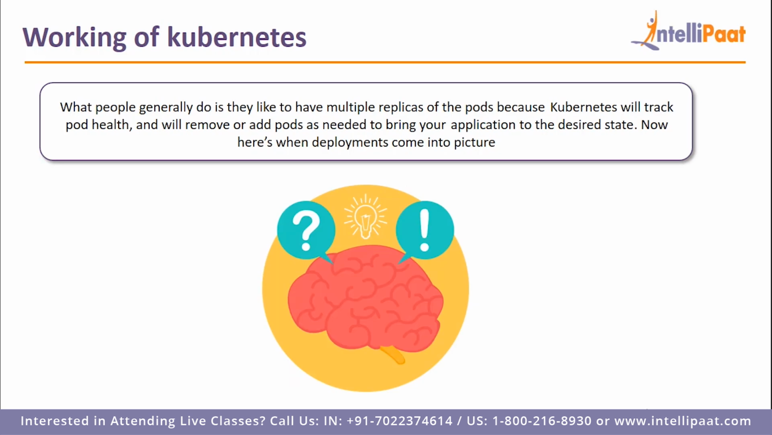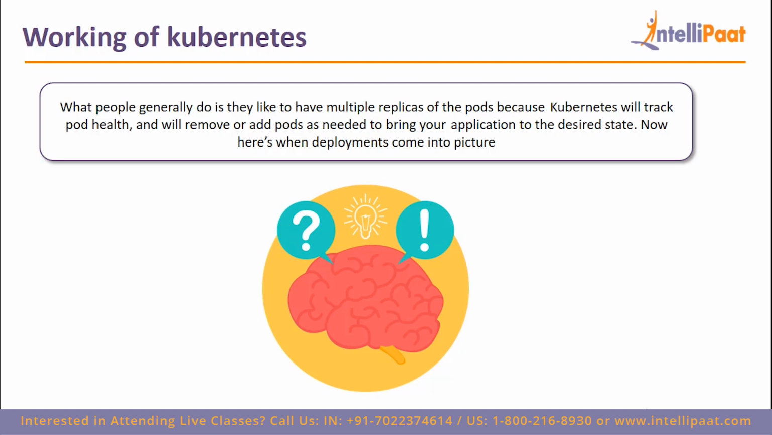And what people generally like to do is have multiple replicas of pods, because Kubernetes will track the pod health and remove or add pods as needed to bring your application to the desired state. So you write these YAML files where you can describe the configuration and the desired state of your application. If it does not match, let's say you have 3 replicas and it does not have 3 replicas at the moment, it will add or remove pods to match your desired state. So that is what it means here.